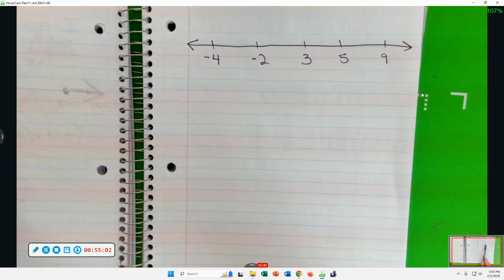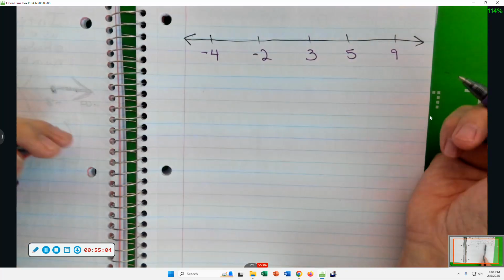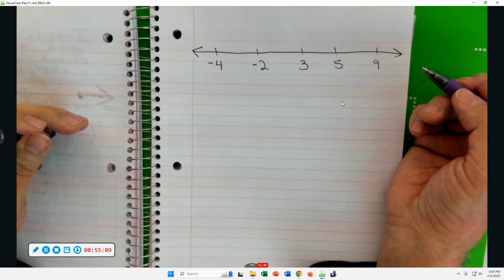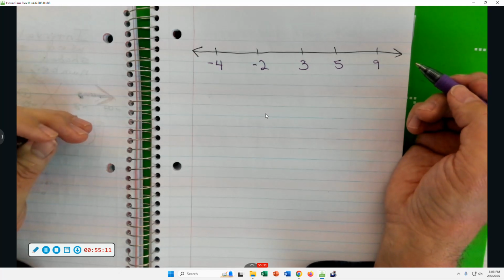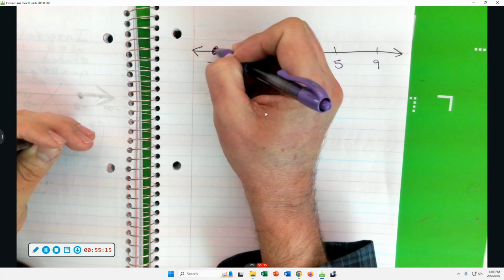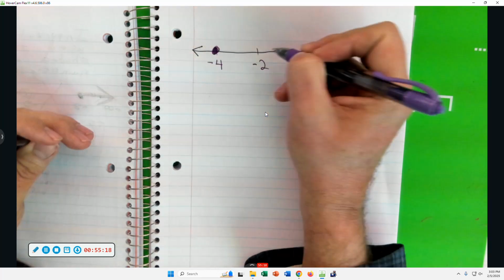By the end of class on Friday, or Monday, you'll be able to find zero on a number line. And that's a joke. You should be able to find zero on a number line before. That joke did not go over well.